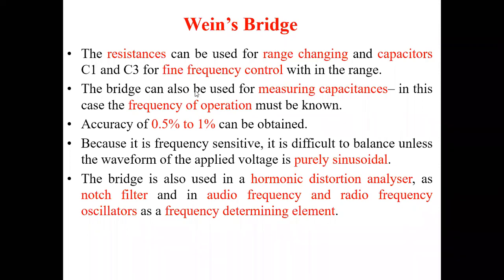Okay, so this bridge is not only used for measuring the frequency, but it can also be used for measuring the capacitance. In measuring the capacitance, the frequency of operation should be known. Then only you can find the capacitor value. Okay. So this Wien bridge has accuracy of 0.5% to 1%. And this is frequency sensitive.